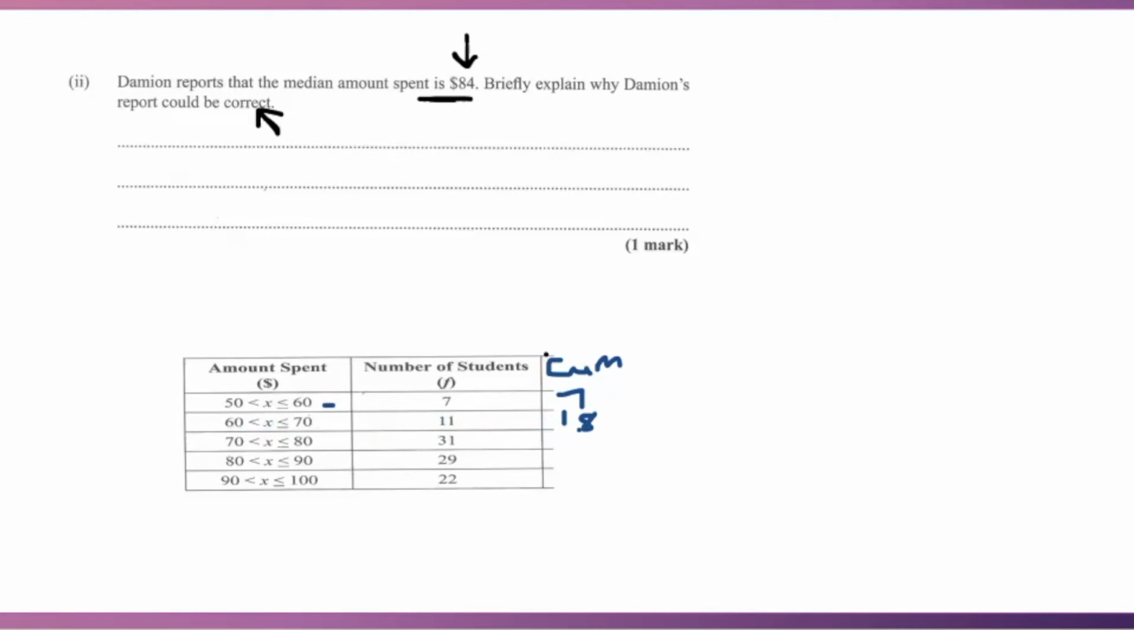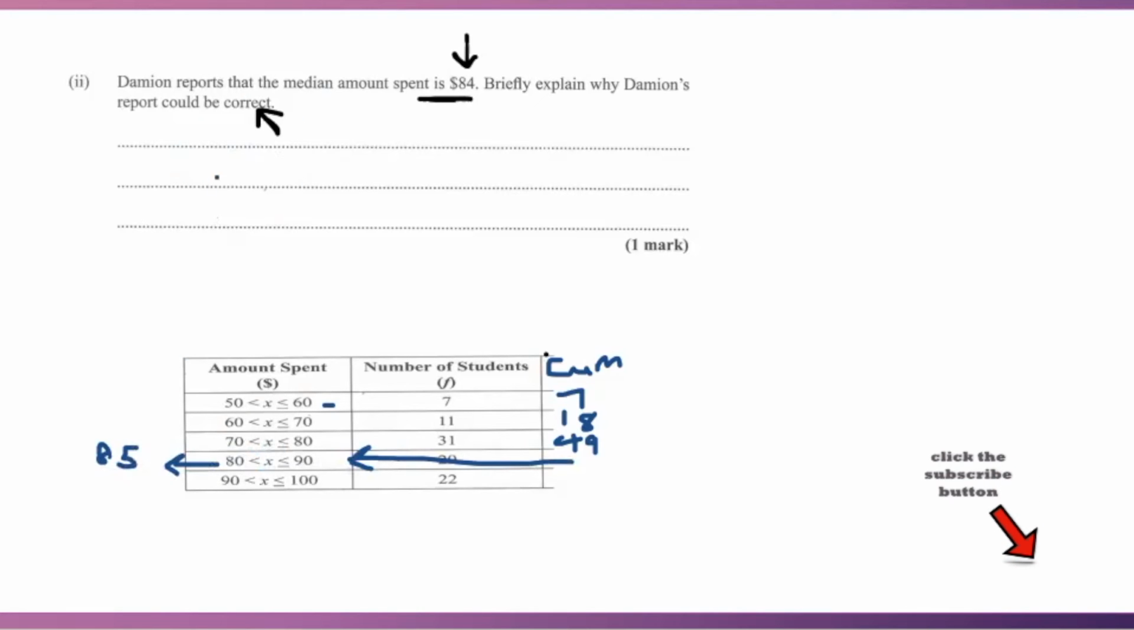So I will have to add 18 plus 31, and that will give me 49. And this is telling me that from the 19th position to 49, I am going to have the range of 70 to 80. So it means that the 50th position will lie in this range. This is where it lies, between 80 and 90. Now the median was found for this in the table to be 85. So the median is 85.